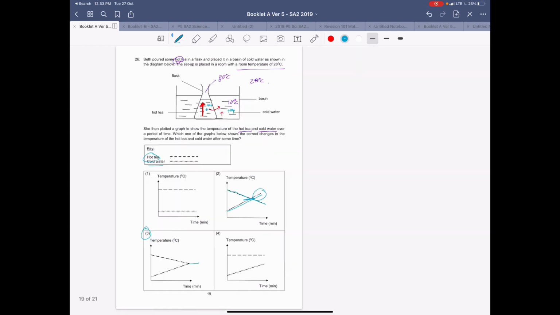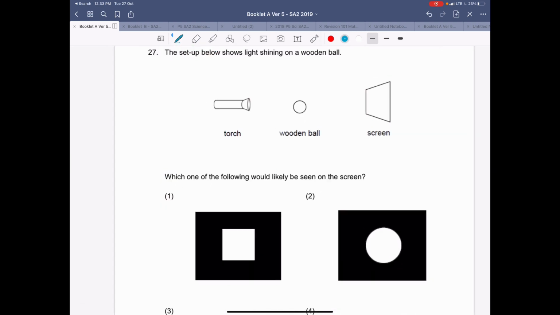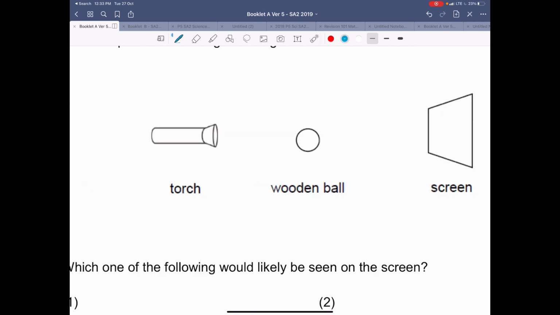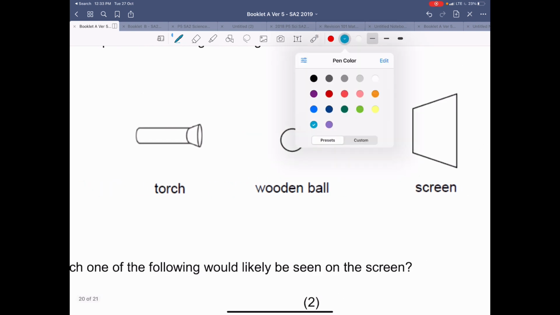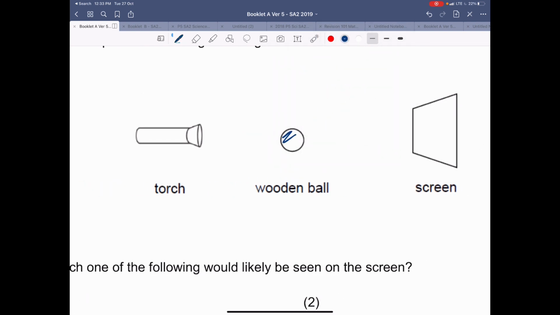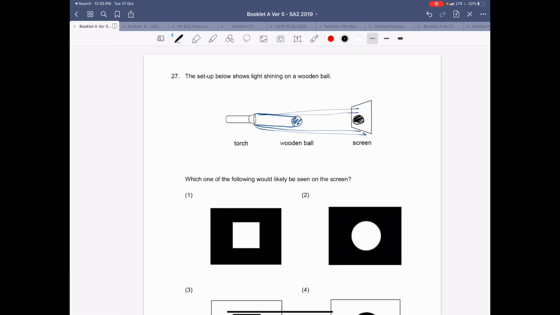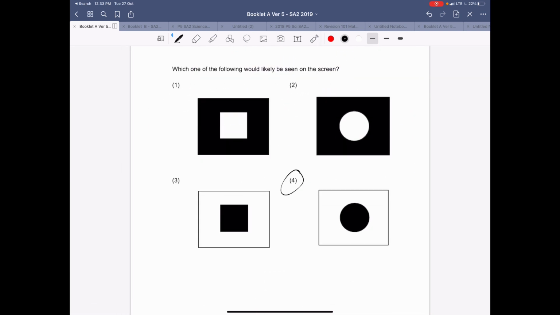Next. Now the setup below shows light shining on a wooden ball. Which of the following would be likely seen on the screen? So this is opaque, right? Because it is opaque, when the light rays shine, all these lights here will be blocked, but whatever is at the side of the ball can reach. So you should see a very big round shape here. So answer would be number 4.